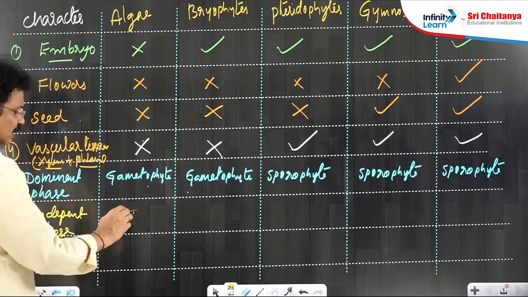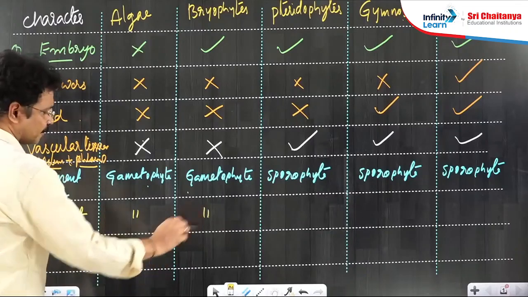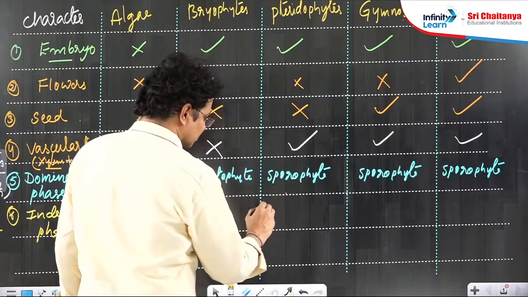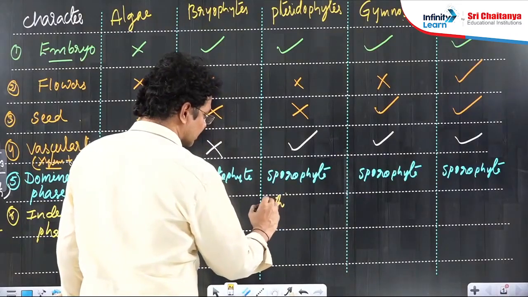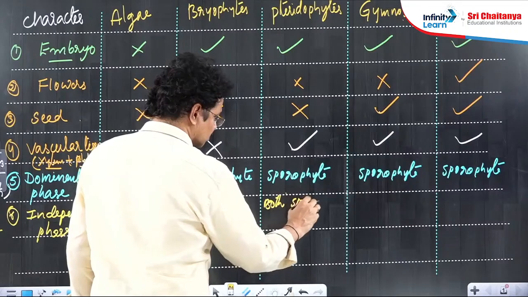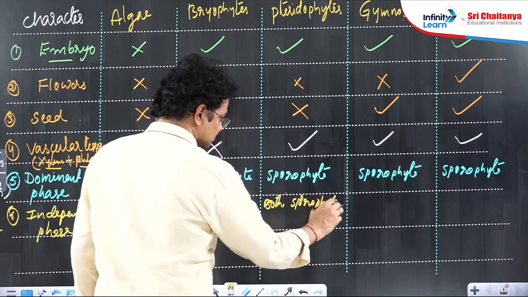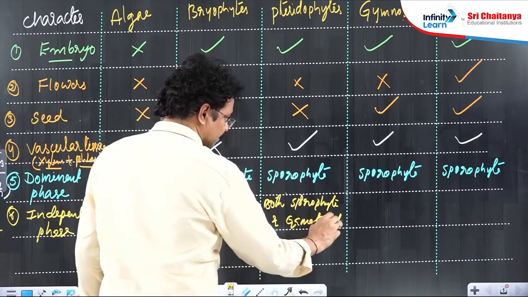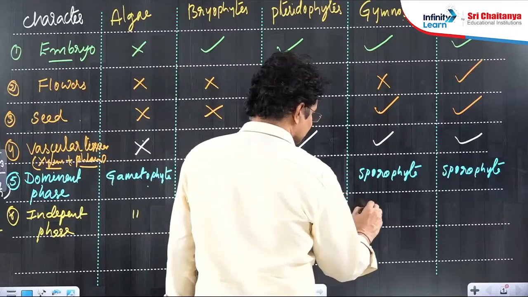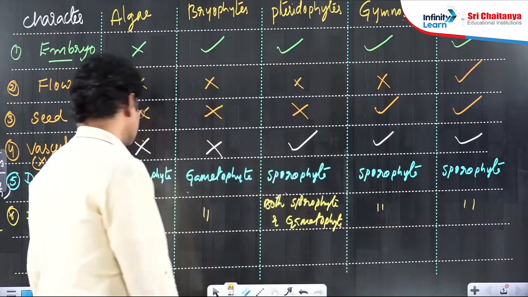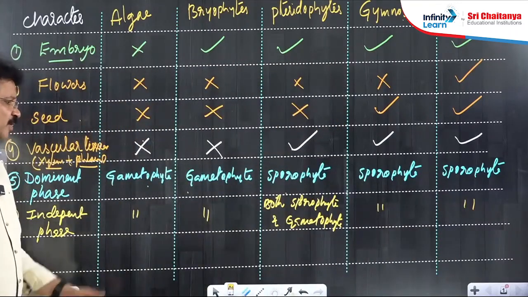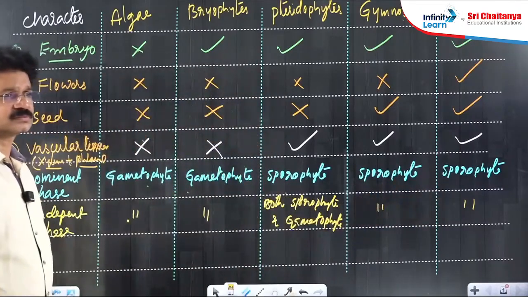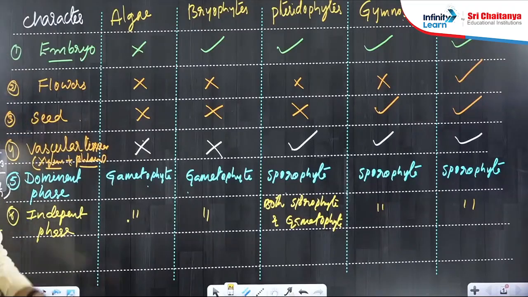Independent phase: gametophyte is independent in algae. In bryophytes also, gametophyte is independent. Whereas in pteridophytes, both phases are independent, both the sporophytic phase and the gametophyte. Whereas in gymnosperms, only the sporophyte is independent and dominant. So evolution proceeds from independent gametophytes to independent sporophytes.